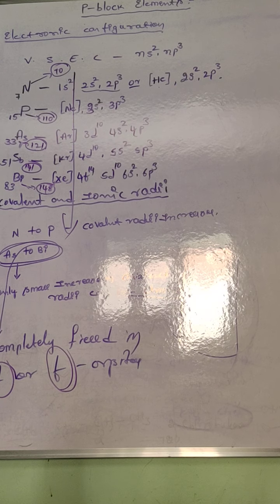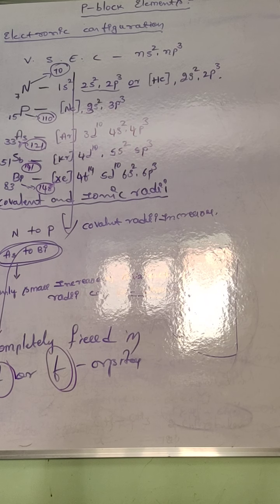Then after that, another property arises here: ionization enthalpy. How do we define the term ionization enthalpy? First, what is the effect on ionic radii? Keep it in mind: as we go down the group, ionic radii increase, and covalent radii also increase.